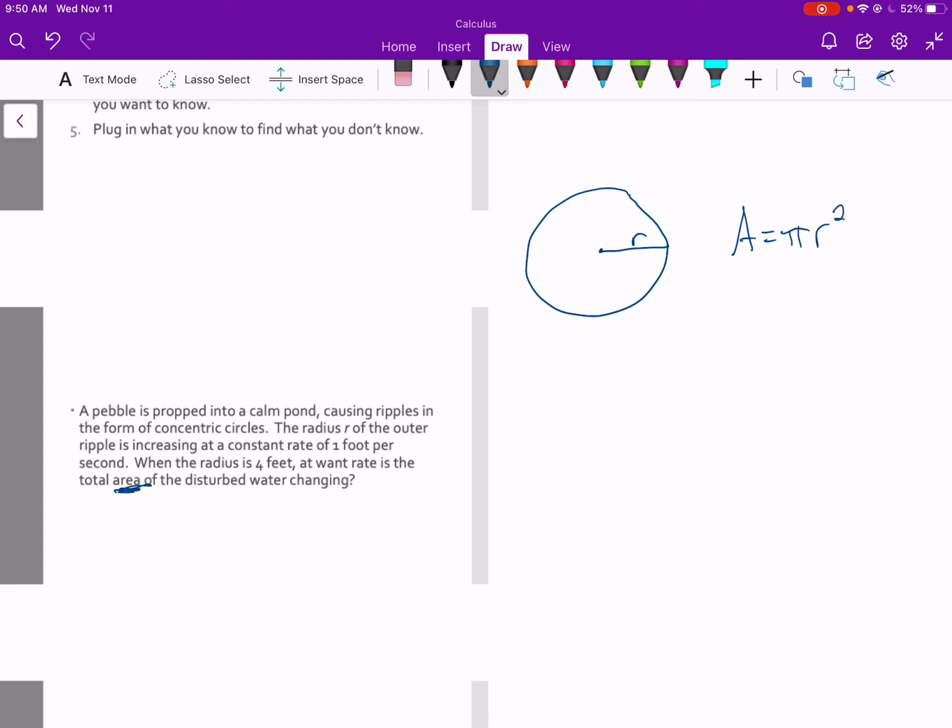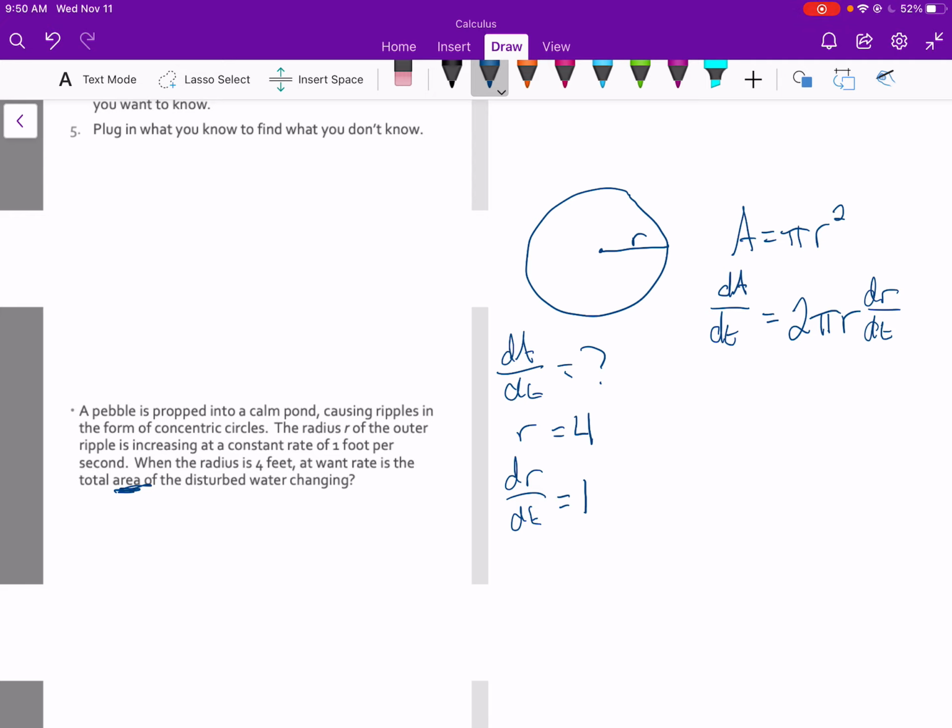Take the derivative with respect to t. So it's like that implicit differentiation. So it's dA/dt equals 2 pi r dr/dt. And now let's see what we know. So our variables are dA/dt, r, and dr/dt. We're trying to find how the area is changing. We know the radius is 4 feet, and we know that it is increasing at a rate of 1 foot per second.